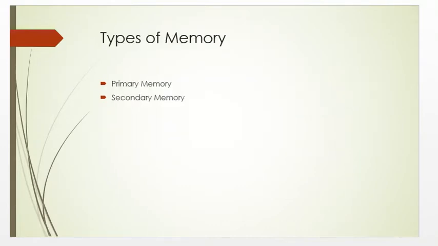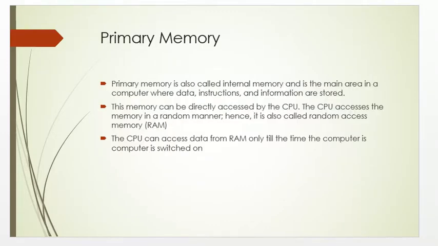There are two types of memory, primary memory and secondary memory. Primary memory is also called internal memory and is the main area in a computer where data, instruction, and information are stored. This memory can be directly accessed by the computer. The CPU accesses the memory in a random manner. Hence, it is also called random access memory.